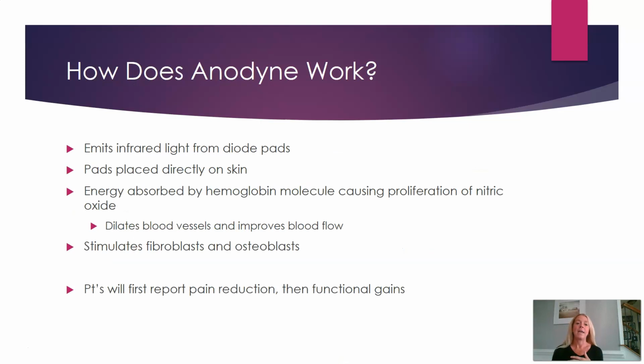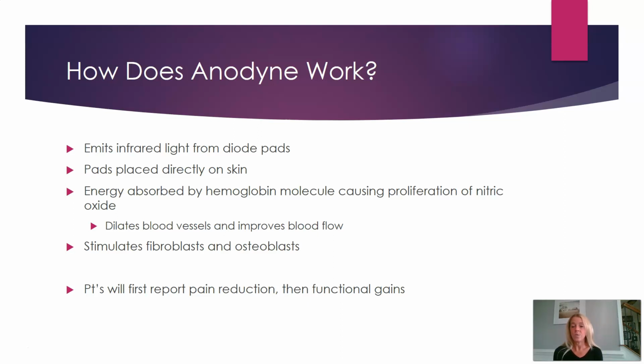So Anodyne works by emitting infrared light from diode pads. I have pictures at the end here, and I'll show you how all this works and explain it a little bit. The pads are placed directly on the patient's skin in certain configurations. Energy is absorbed by hemoglobin, which causes proliferation of nitric oxide, dilates the blood vessels, and improves blood flow. It also stimulates fibroblasts and osteoblasts, so it assists in healing, significant increases in circulation, and also reducing pain.